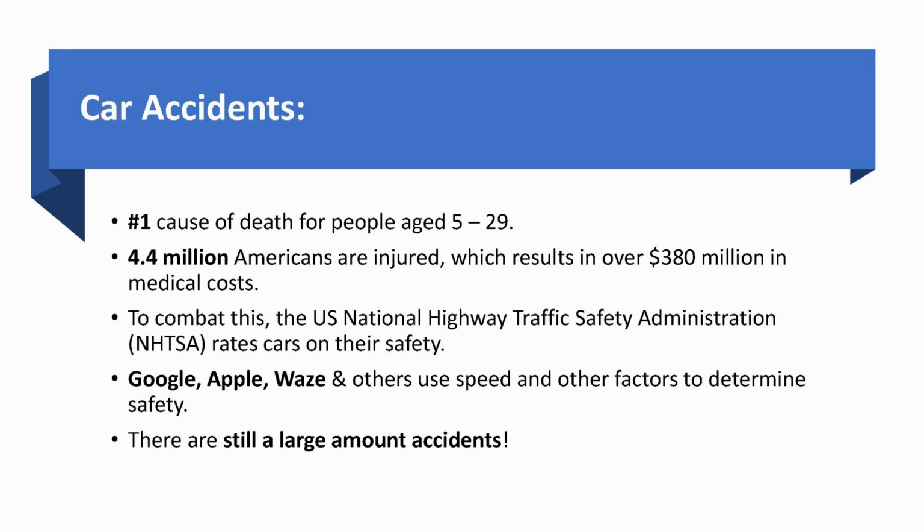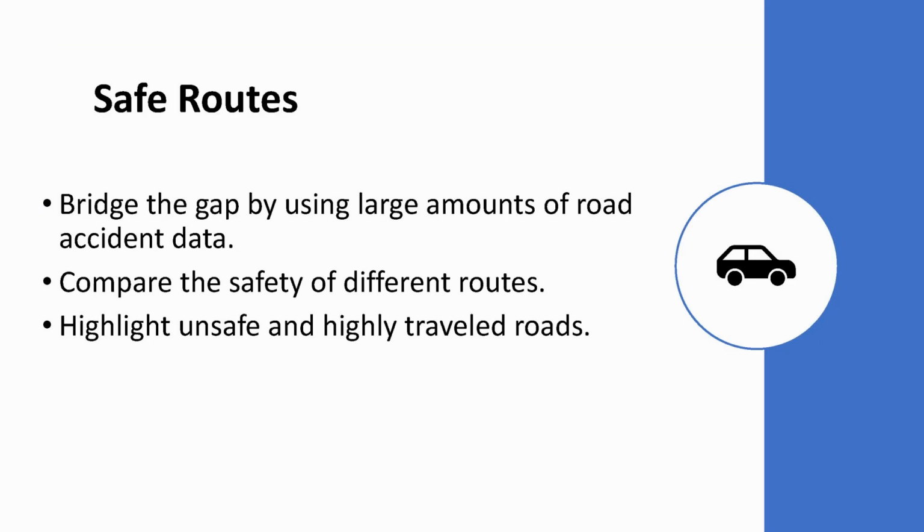Furthermore, Google, Apple, Waze, and other mapping services are using speed and other factors to determine routes and road ratings. Despite these efforts, there are still accidents, and a new effort is desperately in need. Safe Routes aims to bridge the gap between the driver and the safety of their roads through the large amounts of road accident data to display the safety rating of every road and any given route.